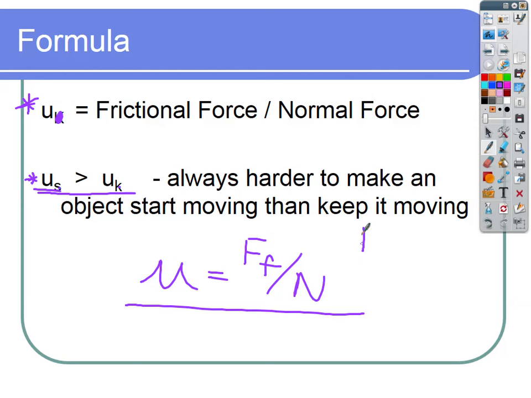Sometimes we rewrite it like this. We call it the fun formula, which is so amusing. FF equals mu times N, fun. That's another way to look at this particular formula. So be able to recognize it either way.